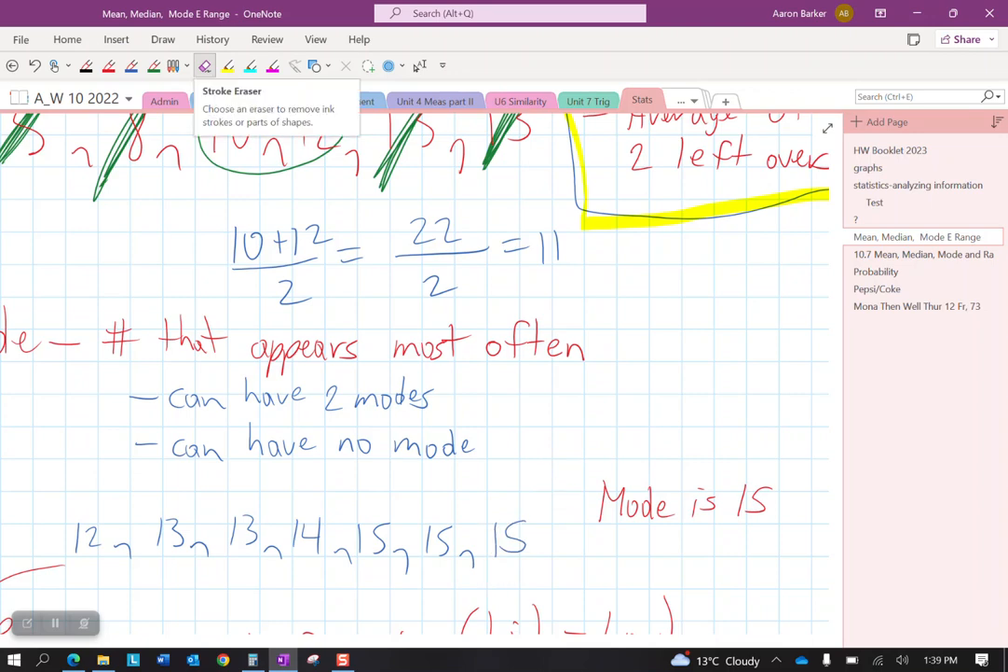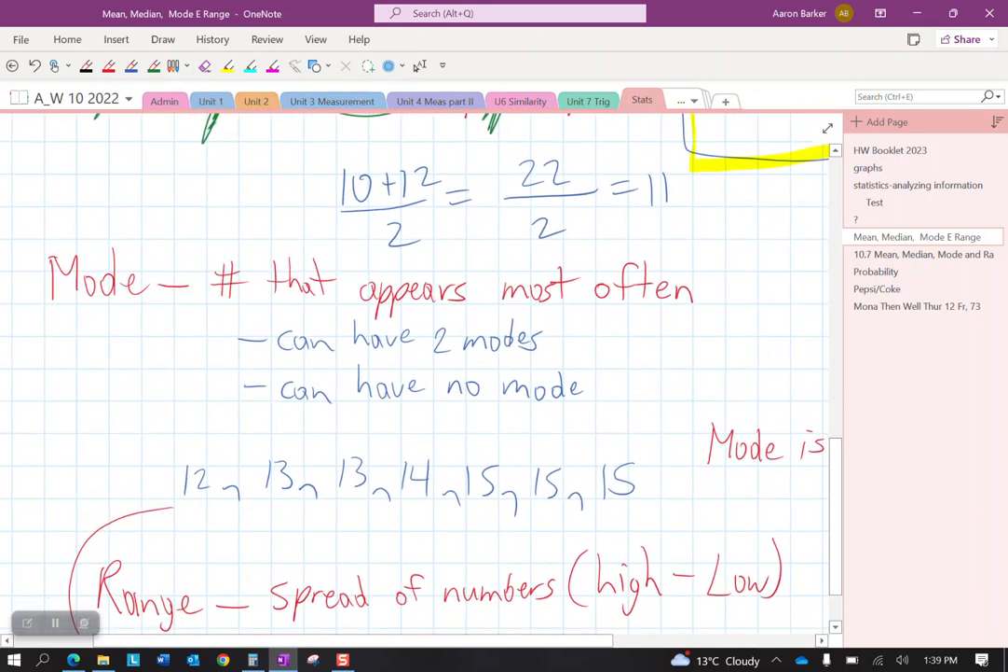Almost. Last one we're looking at is range. So your range is how spread out these numbers are.